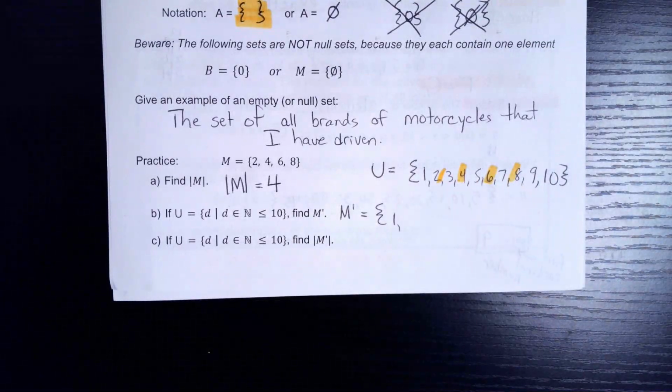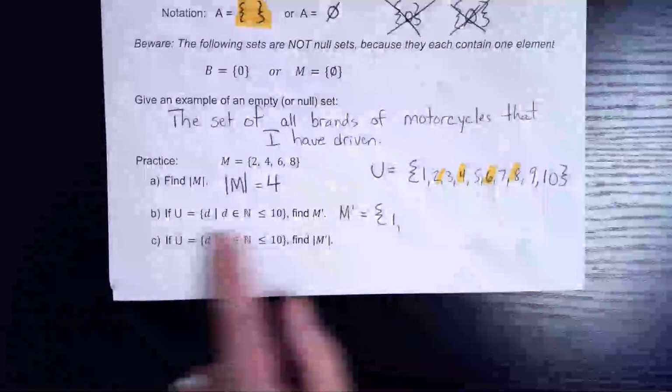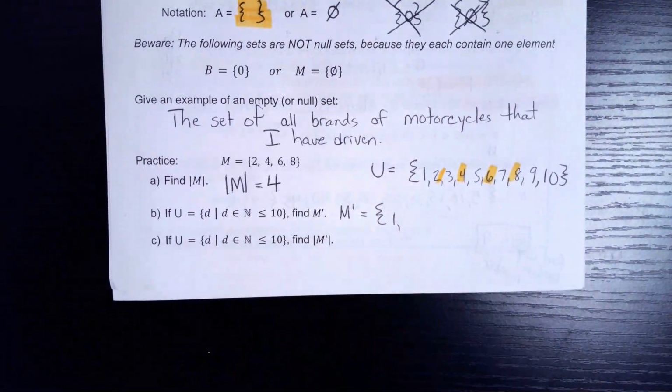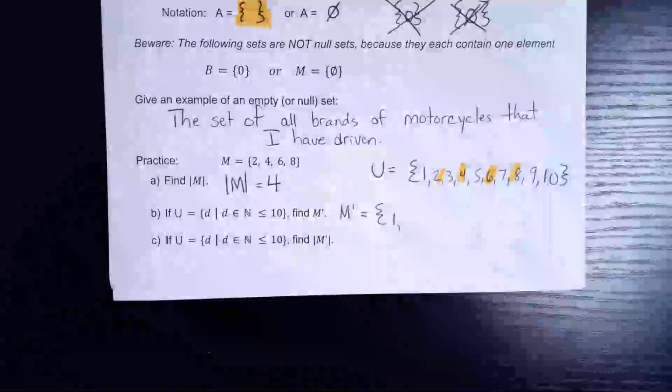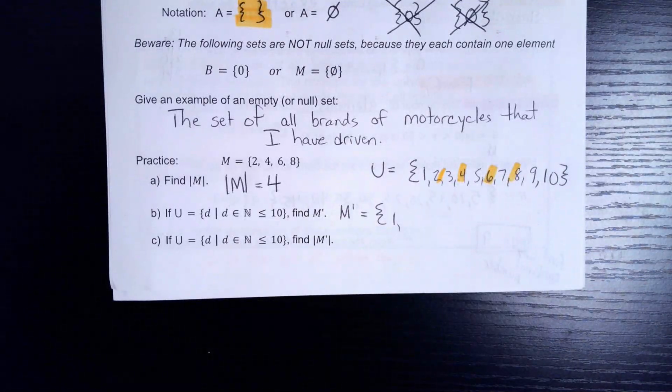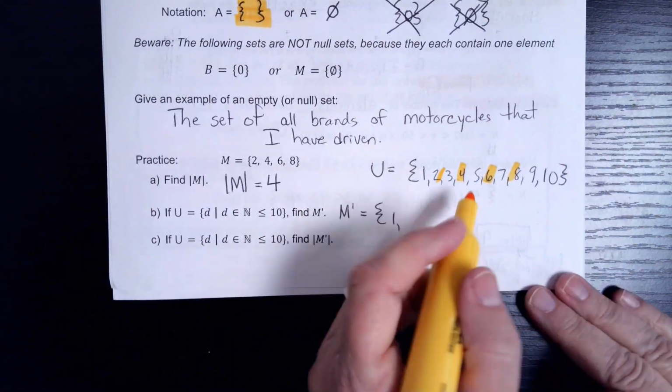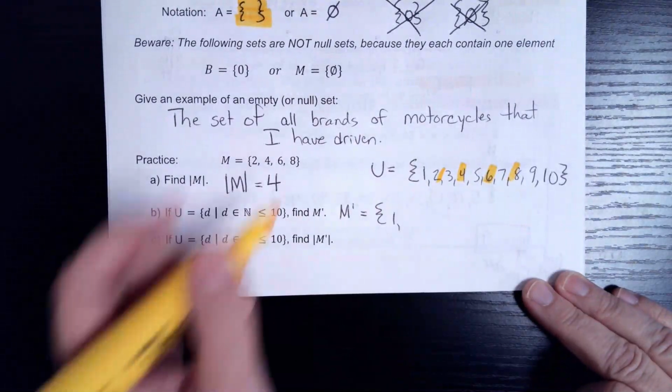Okay? This says find M prime. What does that little mark that we're calling prime tell us to do? Look back. It's called the complement, and what does it mean? It's the opposite of whatever's not in the set. So it's the rest of the elements from the universal set, right? So these elements 2, 4, 6, 8 were right here, weren't they?